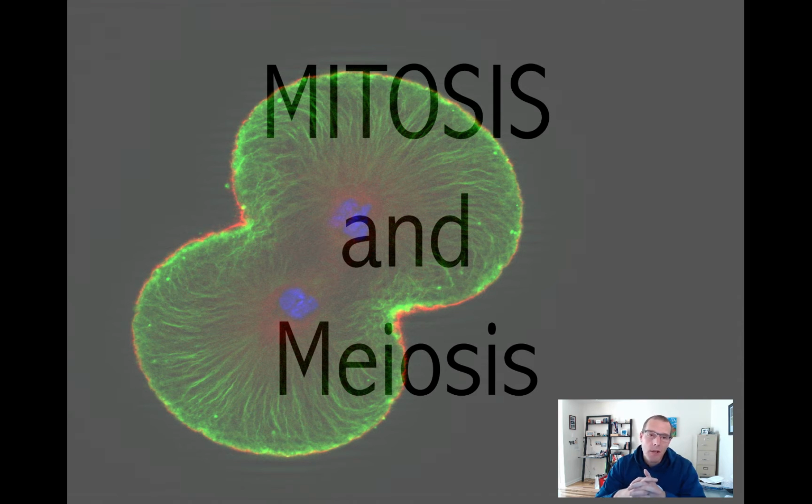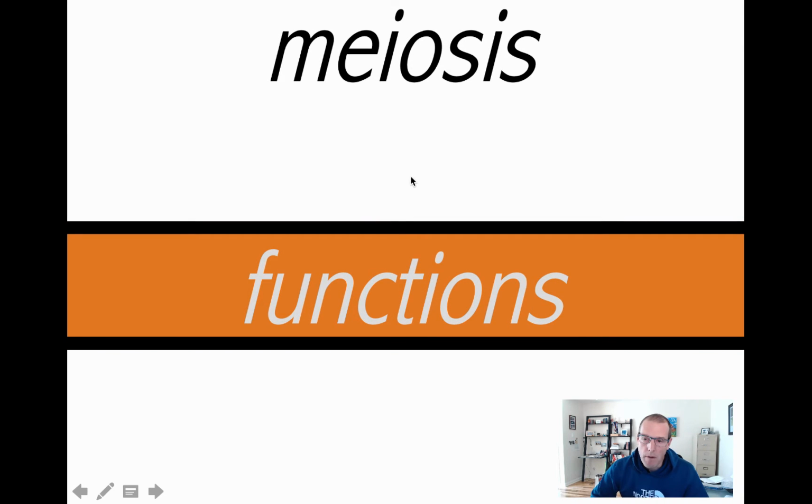So I'd encourage you to think about the similarities, but also to notice the differences when they come up, and I'll try and point those out as we're going along. So let's just start off by taking a look at the functions of meiosis. Meiosis basically has one function, and that is to produce sex cells. So those are the gametes, and those are either sperm or egg. So that is the only function that we need to worry about.